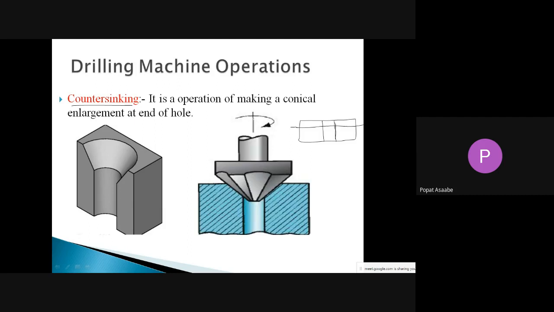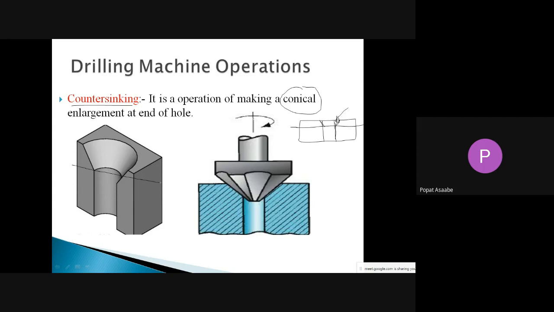But which type of enlargement do we have to do at the end of this hole? Countersinking means conical enlargement. Okay, it means we have to increase the diameter. In this operation, we can increase the diameter of that existing hole at the end of the hole. But how can we increase this diameter? We can increase the diameter of that hole in conical shape. Okay, in a conical manner we have to increase the diameter.